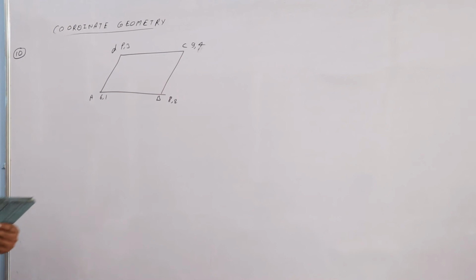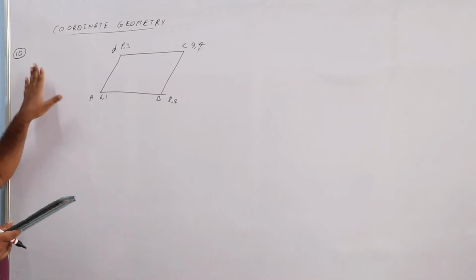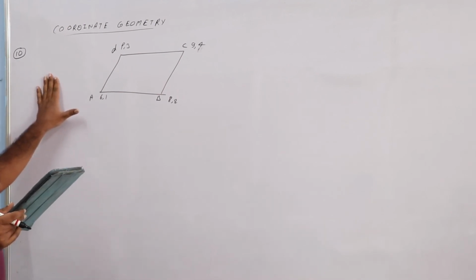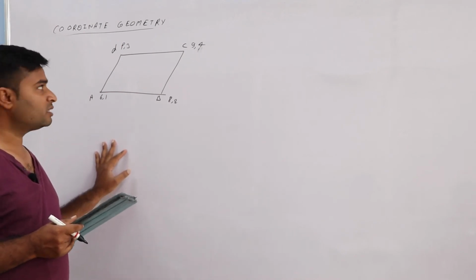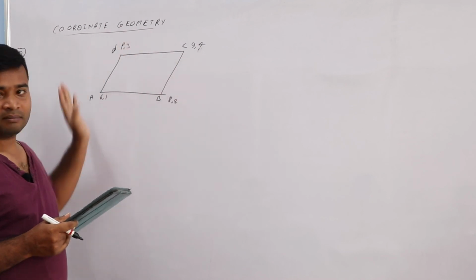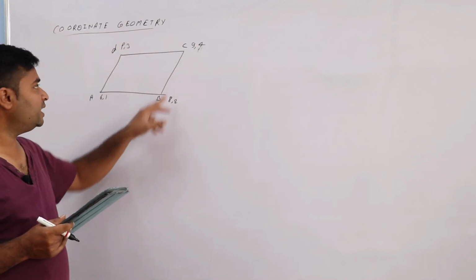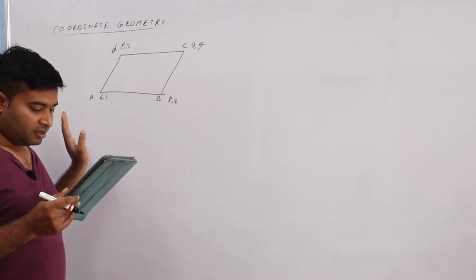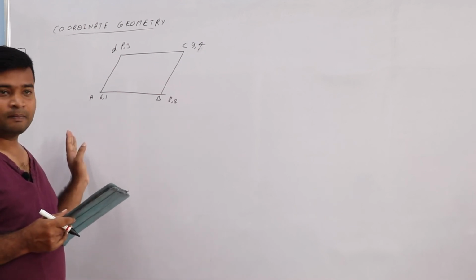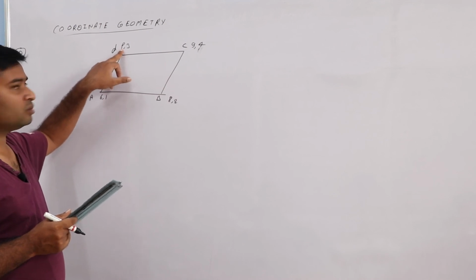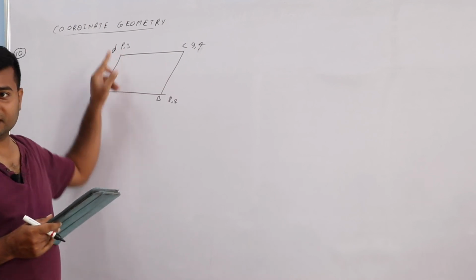See, question number 10. Yes, sir. Question number 10 says points A, B, C, D are the vertices of a parallelogram. So I have drawn one parallelogram and written A, B, C, D, taken in order. Then find the value of P. Here this coordinate is not given. We should find the value of this P. Correct now? How will we find?